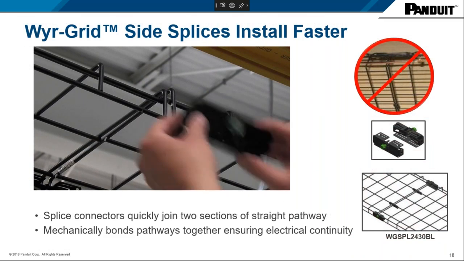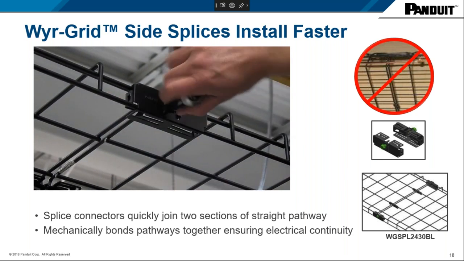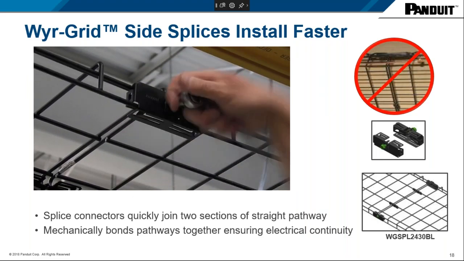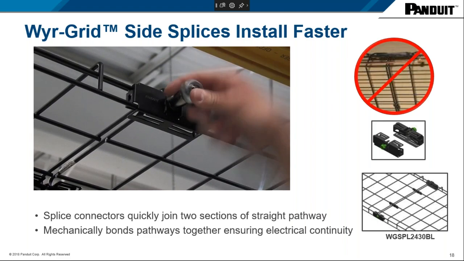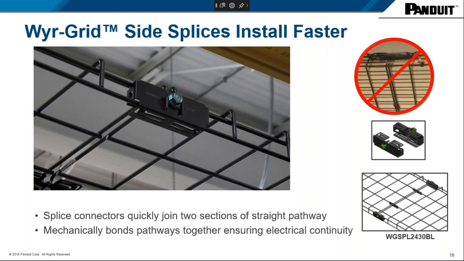And here is another unique feature to our Wyr-Grid offering, our side splice installation. So again, here we're making sure that we're bonding two sections of the pathway, and we're also ensuring that we have an electrically bonded pathway. Again, that bolt is scraping into the paint, and now after that's done, as you saw, the installer was able to do that in less than a minute. This was able to ensure, again, a properly bonded pathway. Again, no meddling with some loose hardware. It was done in less than a minute.